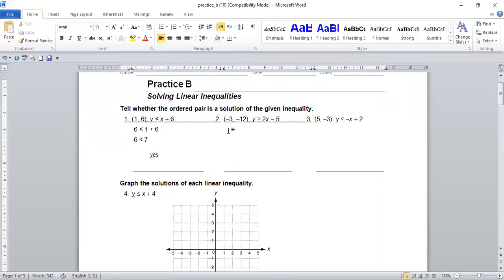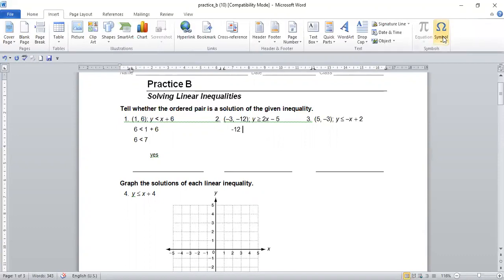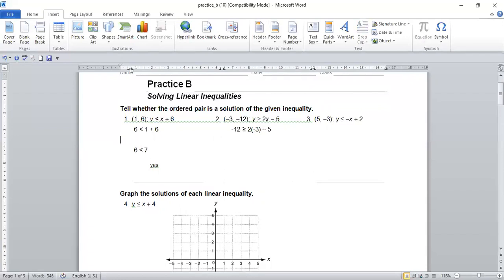Okay, so let's move on to question number 2. x is minus 3, y is negative 12. So you have to replace where y is, and the inequality is y is greater or equal to 2x minus 5. So y is negative 12, greater or equal to 2x, which means 2 multiplied by negative 3 minus 5, because in place of x we will replace negative 3.